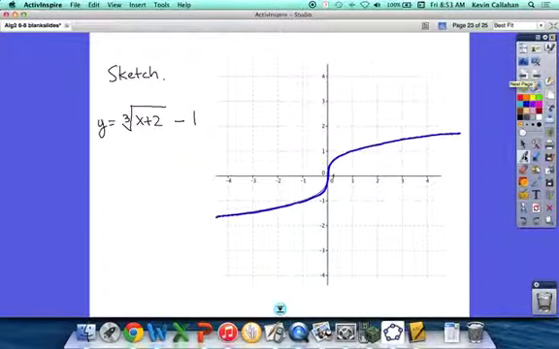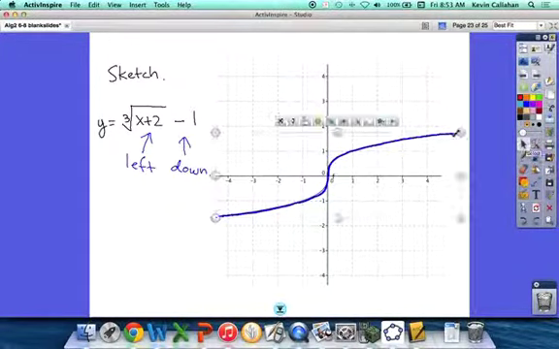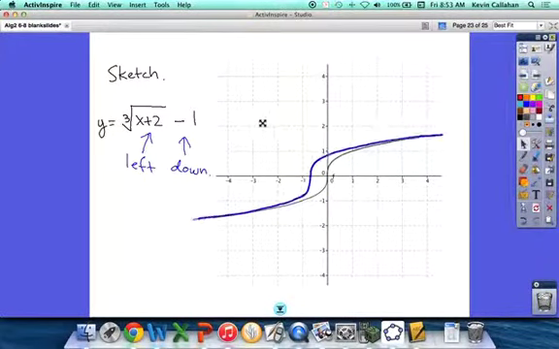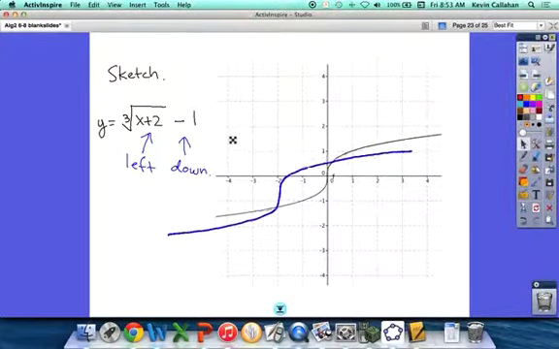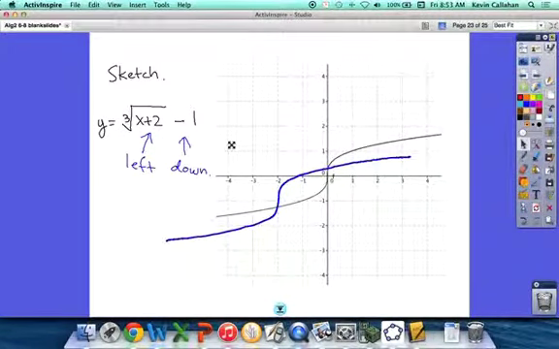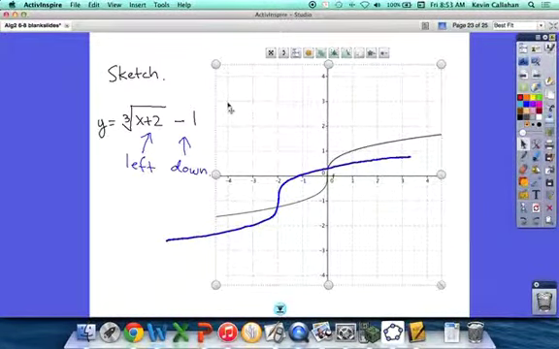Right, so what kind of transformations am I doing in this one right here? Left and down. So I'm going to grab this function there. Now I'm going to go left 2 and down 1. So it's about right there. Done.